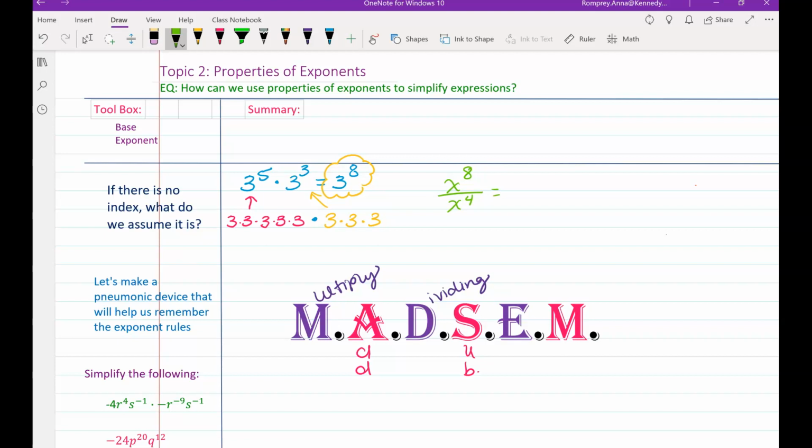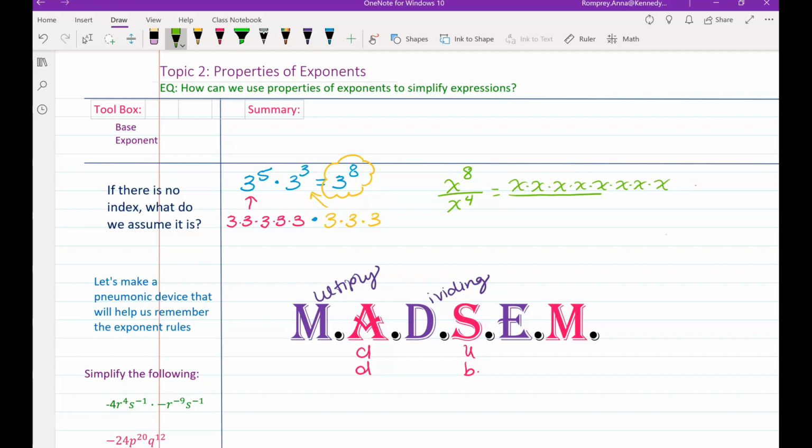X to the 8th, that's 8 x's. Okay, well first, it tells us when we're dividing, we subtract. So 8 minus 4, we should end up with x to the 4th. Let's prove it. So x to the 8th, we've got 8 x's.